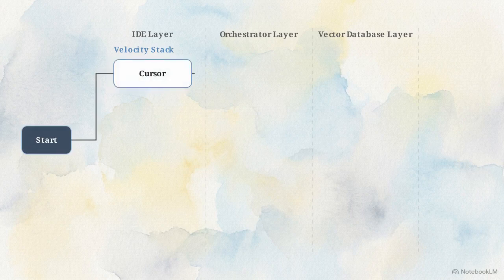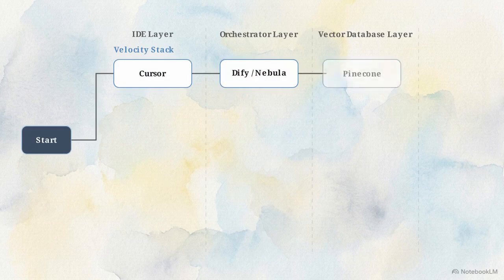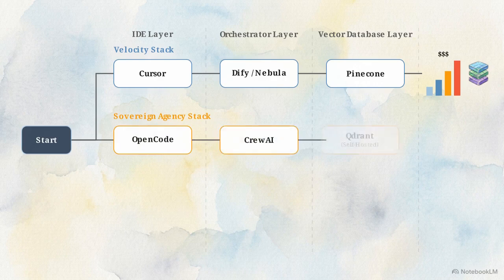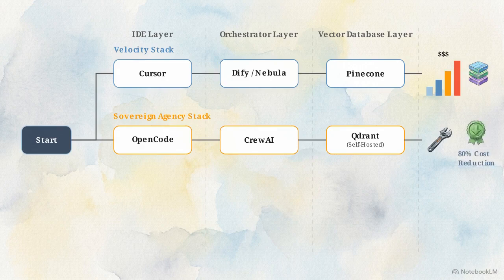By combining Cursor, a managed orchestrator like Diffy or Nebula, and Pinecone, you trade higher monthly subscription fees for the ability to ship a functioning product in days instead of months. Next is the Sovereign Agency stack, built for optimizers and automation agencies who must protect their profit margins. Wiring OpenCode, CrewAI, and a self-hosted Qdrant database requires heavy upfront engineering time, but yields an 80% reduction in infrastructure costs.